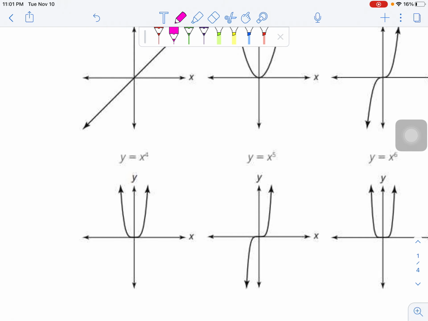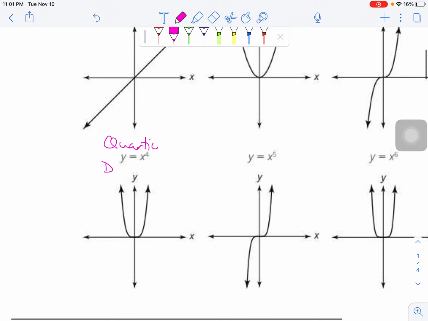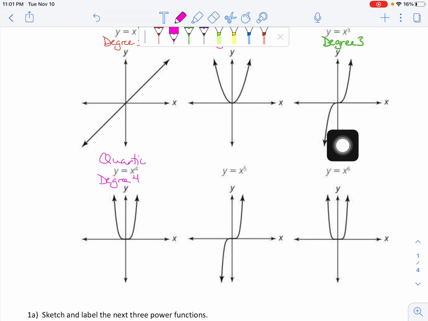Okay, this is y equals x to the 4th. I know it's kind of hard to read that little 4 there. This is a quartic function, all right, and this is degree 4. It's kind of interesting because it makes a U-shaped graph similar to my quadratic. Now, is it identical? No, of course not. It's almost flatter around the origin, and then these edges are much steeper. All right, but kind of the same U shape.